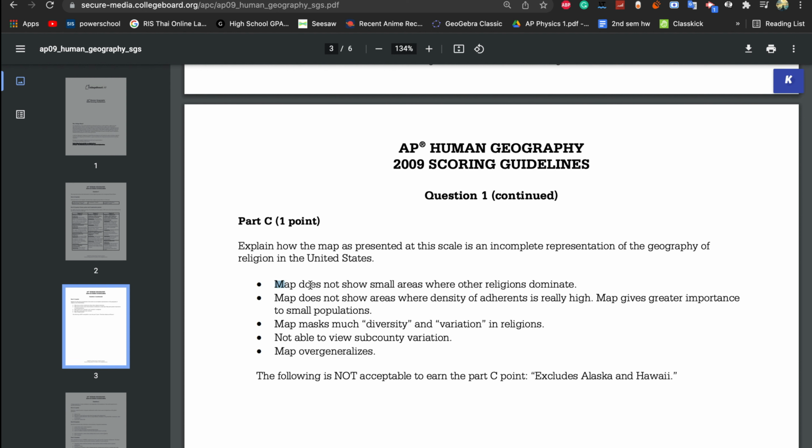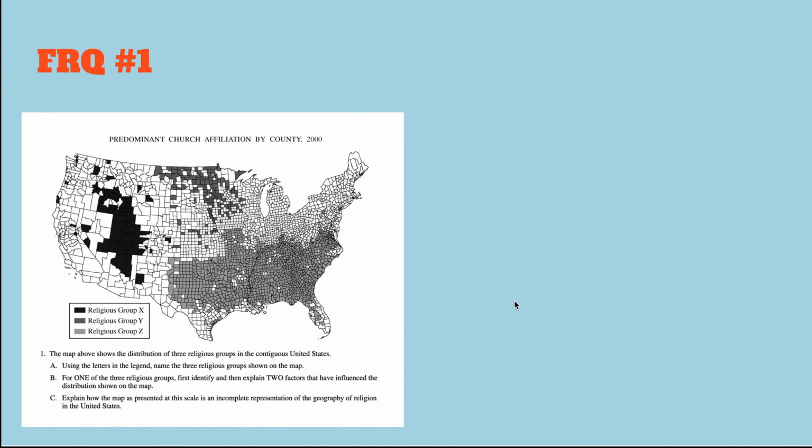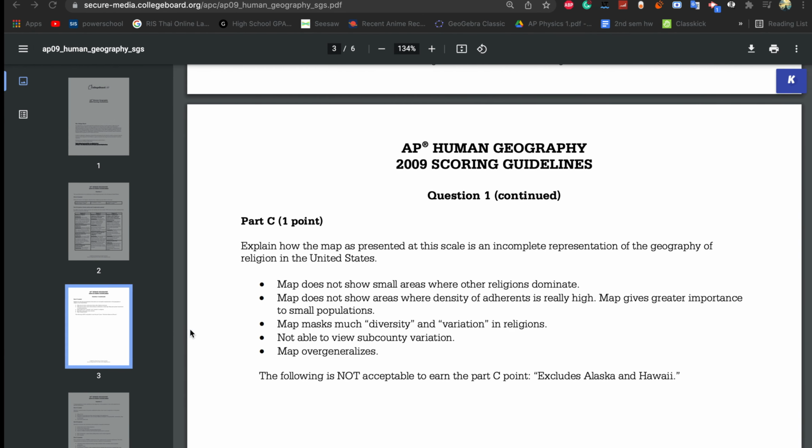You can also say the map does not show small areas where other religions dominate. As I said, it doesn't show other religions. It doesn't show areas where density of adherence is really high. It just shows that those religious people are in those places, but doesn't show the density, like how many of those people are in those places. Although there are only three subdivisions of the Christian religion shown on the map, there are many more Catholics, etc. So this is definitely incomplete.